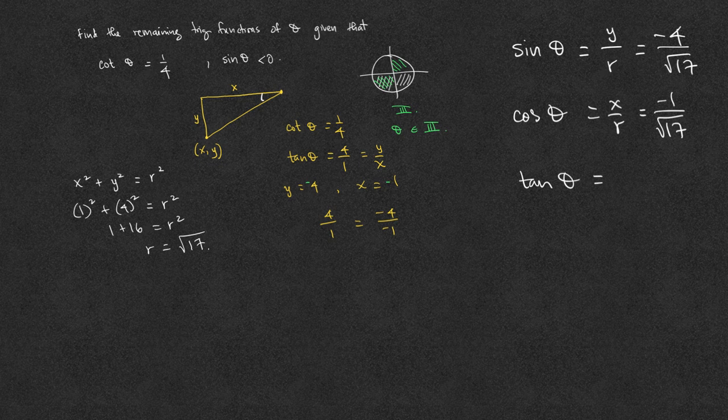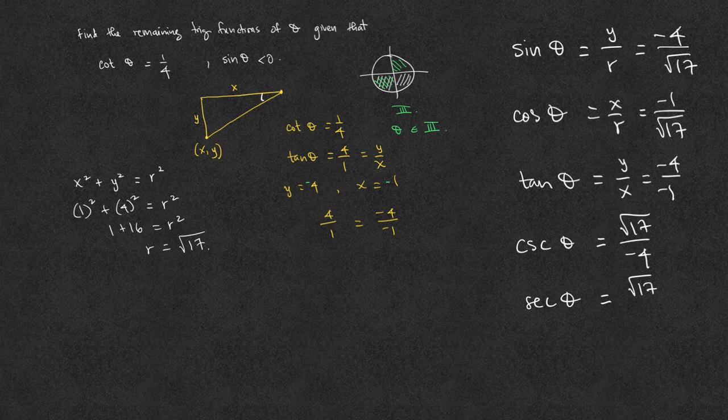Tangent of theta is y over x, which is negative 4 over negative 1, which is the reciprocal of cotangent, as it should be. Cosecant of theta is the reciprocal of sine of theta, which is the square root of 17 over negative 4. Secant of theta is the reciprocal of cosine of theta, which is the square root of 17 over negative 1. And cotangent of theta is negative 1 over negative 4, but this is given.